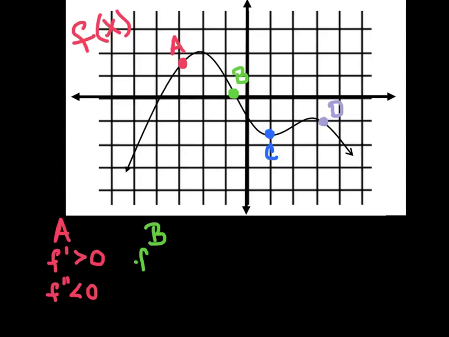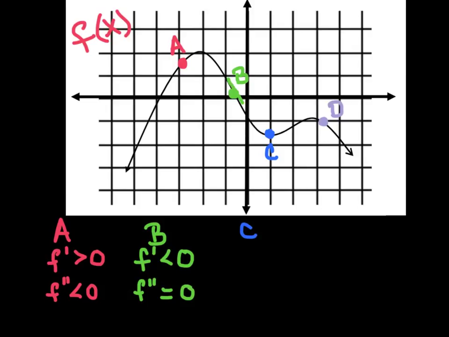Alright, next one. Let's go to point B. First derivative, it looks like the curve is definitely decreasing, so I'll say the slope's negative, the first derivative is negative. Now, the concavity is very tough to tell, and in fact, it looks like B seems to be the midpoint between the max and the min. At least that was my intention when I put it there, I wanted B to represent the point of inflection, so I would say that the second derivative equals 0 in that case.